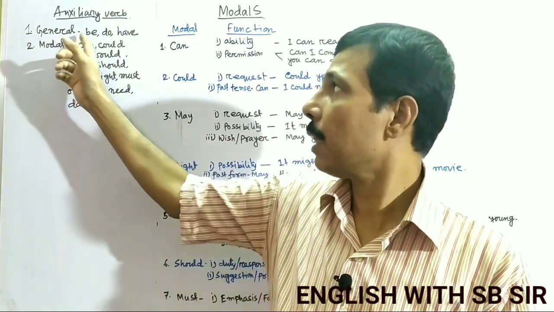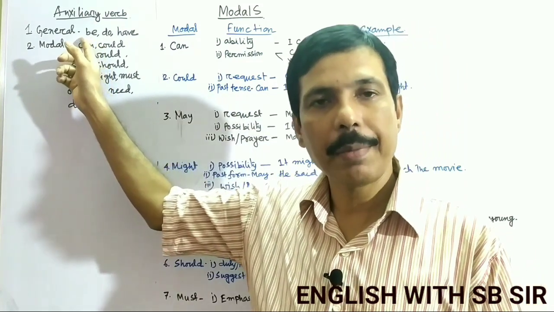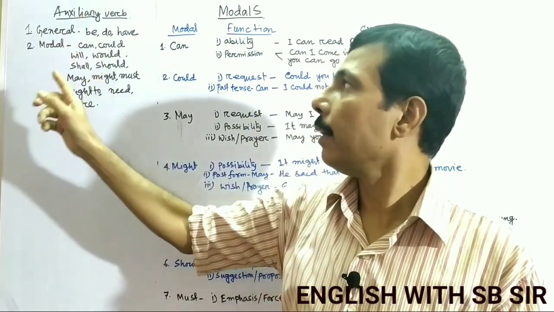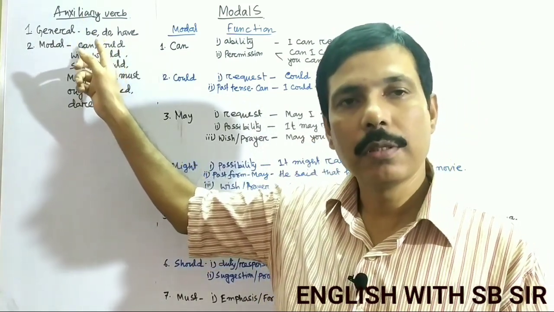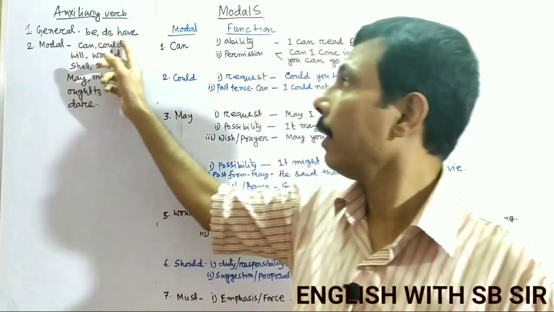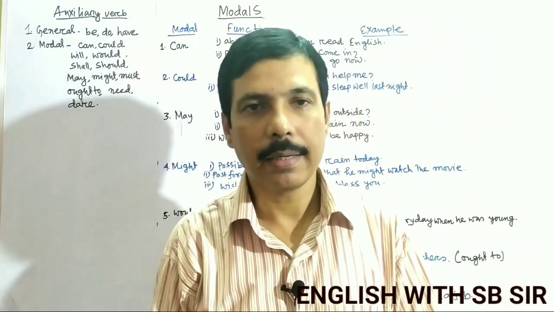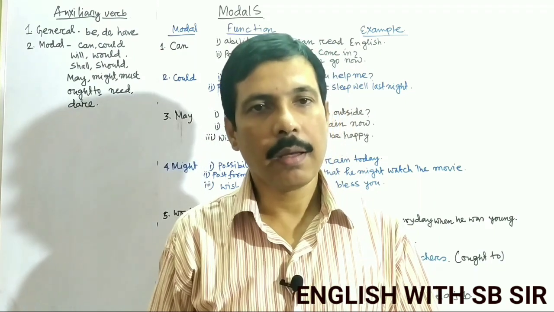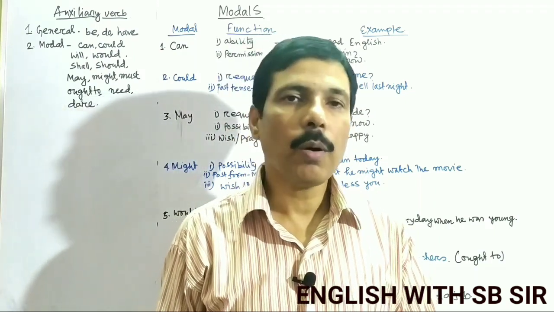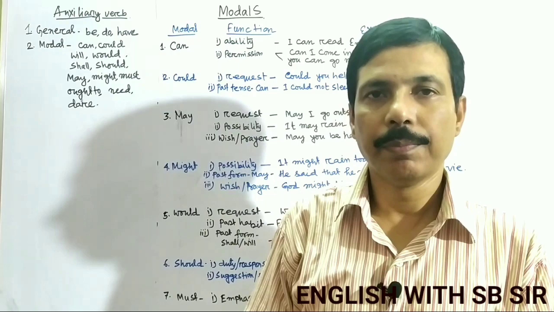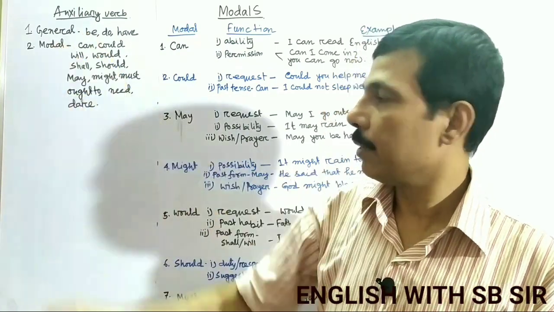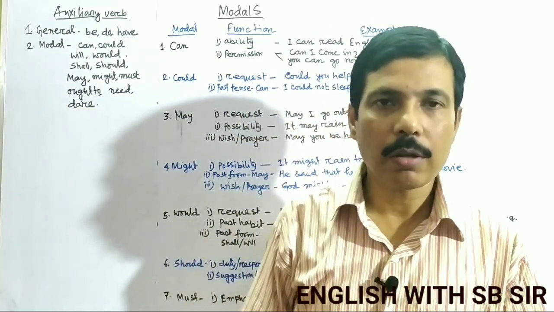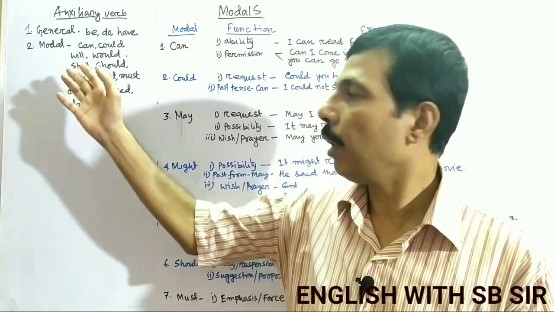The general auxiliaries are be verbs, that means am, is, are, was, were, be, been, being, and do verbs, do, does, did, and have verbs, have, has, had. These verbs are used both as main verbs and also as auxiliary verbs. They are called general auxiliaries, but there are some other verbs also. They are also auxiliary verbs, but they are called modal auxiliaries.